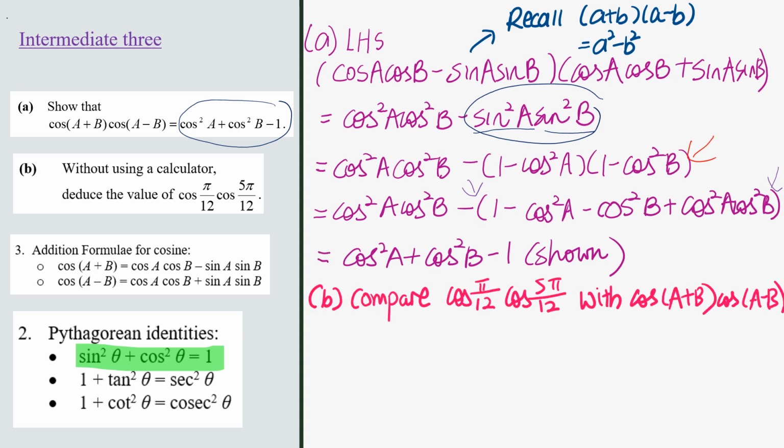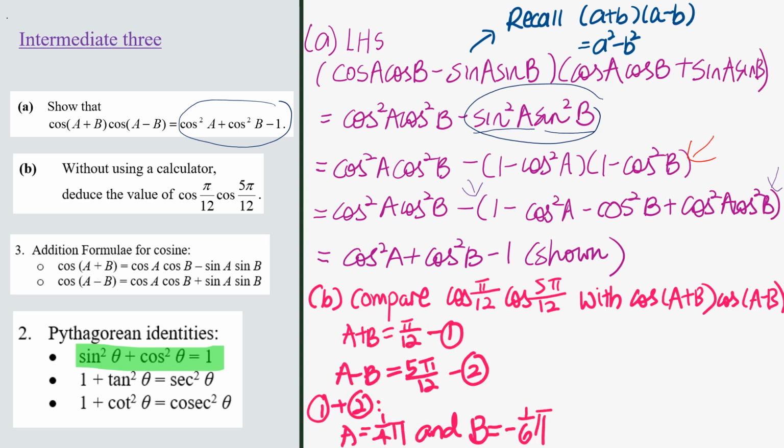Okay, so for part B, right? We say without using a calculator, deduce the value. So usually it's making use of the part A answer. So if we compare your cos pi over 12, cos 5 pi over 12 with what you're given in part A, you see that A plus B is equal to pi over 12 and A minus B is equal to 5 pi over 12. And you end up having to solve them simultaneously, which I'm not going to show you the steps.